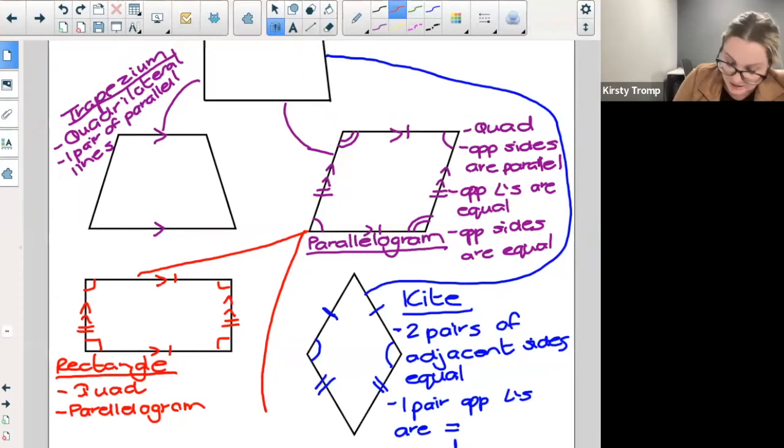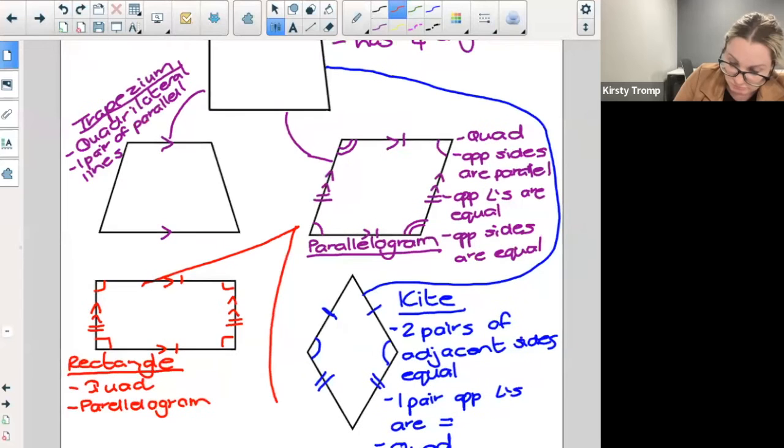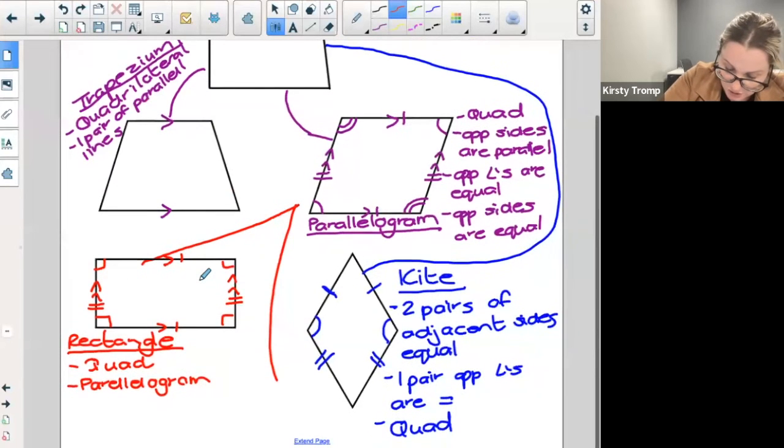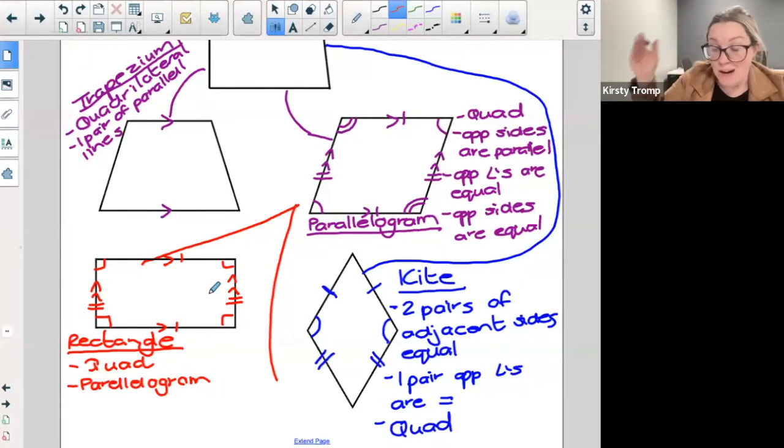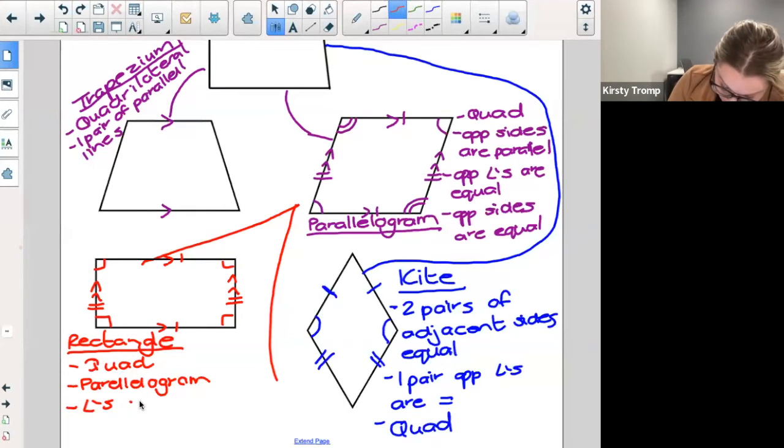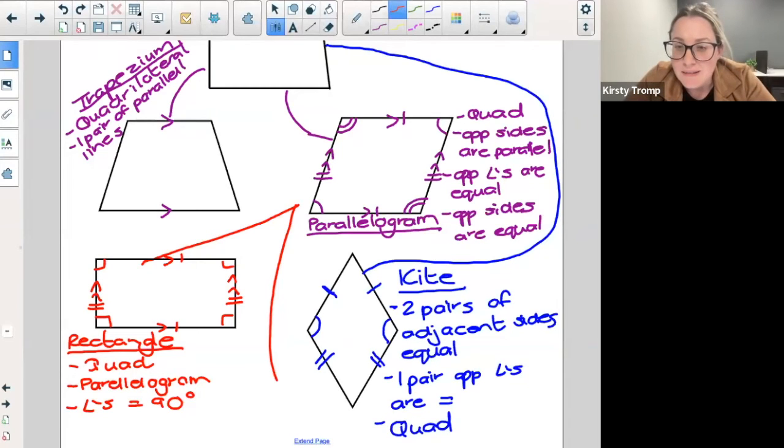That's right. All right. So are you happy that a rectangle is a quadrilateral? Okay, so we've got that a rectangle is a quadrilateral. We've got that a rectangle is also a parallelogram, so it's got all those same properties that a parallelogram has. But what was special about a rectangle? That the angles equal 90 degrees. Okay, makes sense.